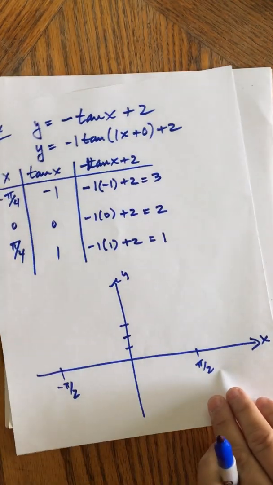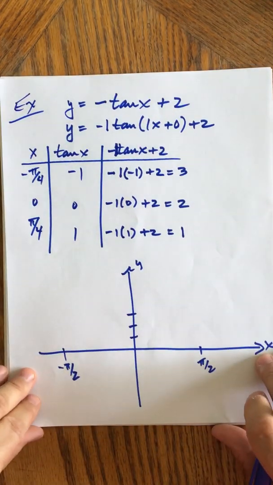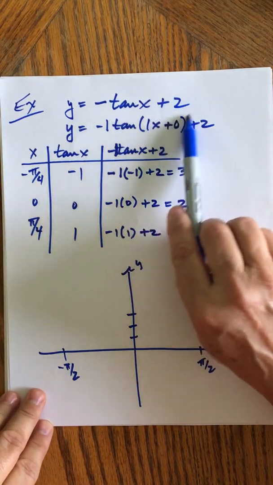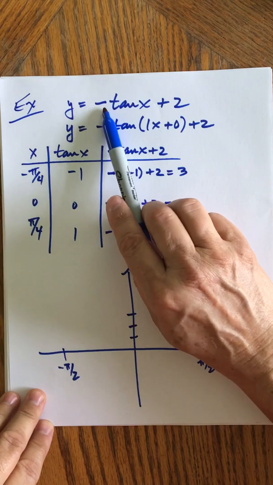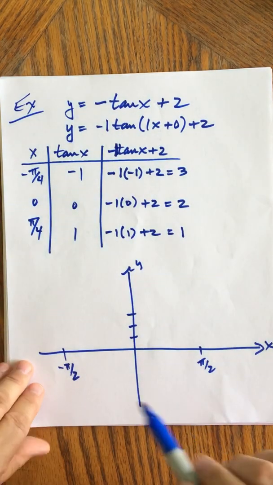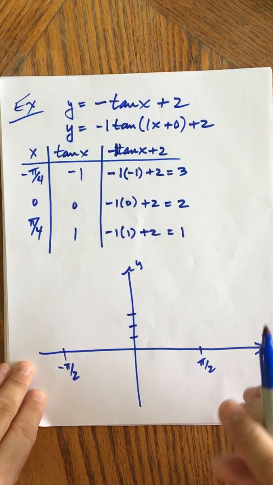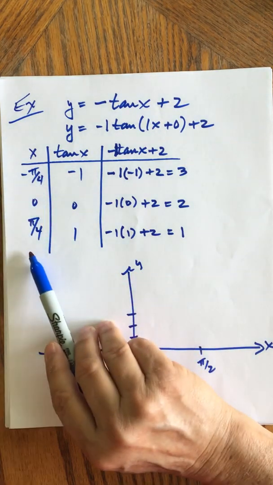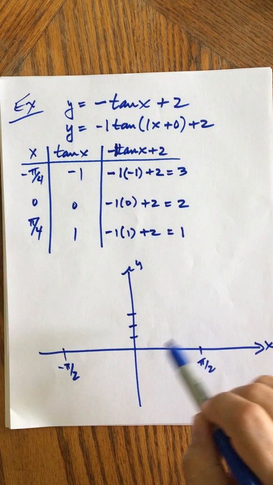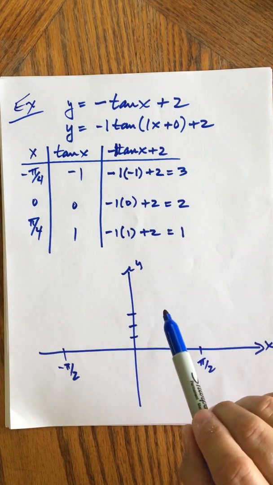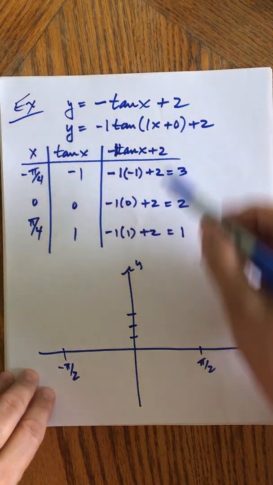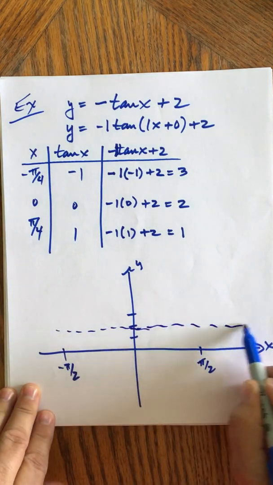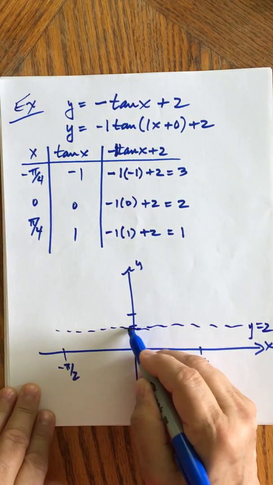Let's take a look at this example: y equals negative tangent x plus 2. We can see that you're moving the entire graph up 2, but you're also reflecting it over the new horizontal axis. If you plug in your values, you can either plug in your values or you can move from the new origin, that's up to you. But I would draw in here the plus 2. So this is y equals 2.